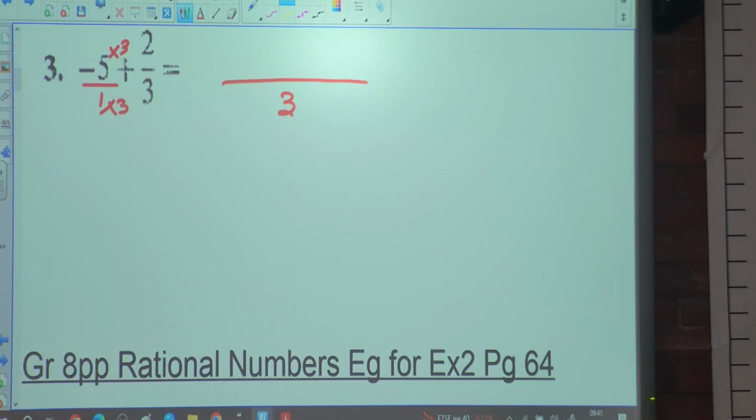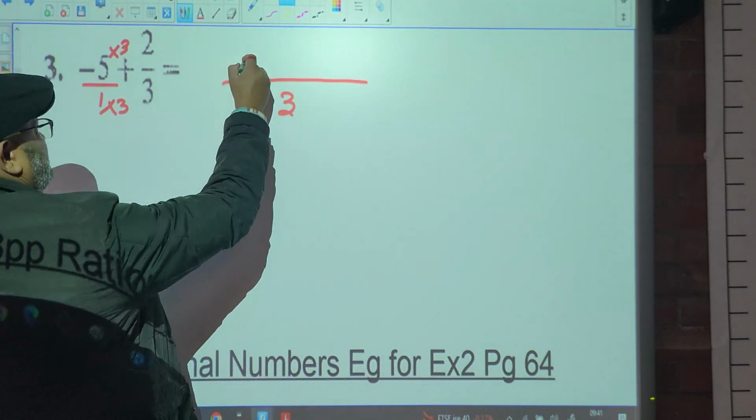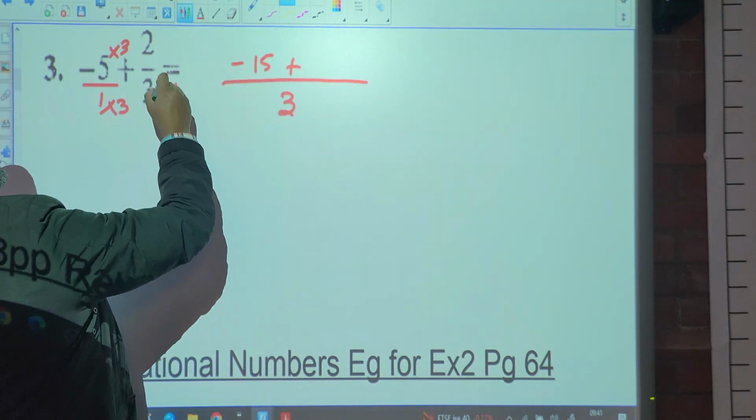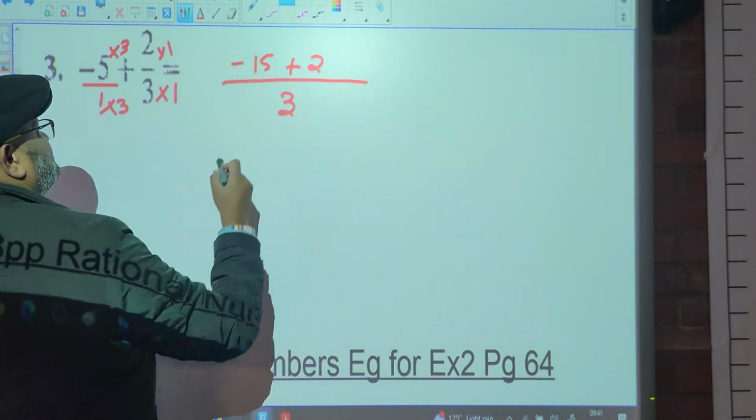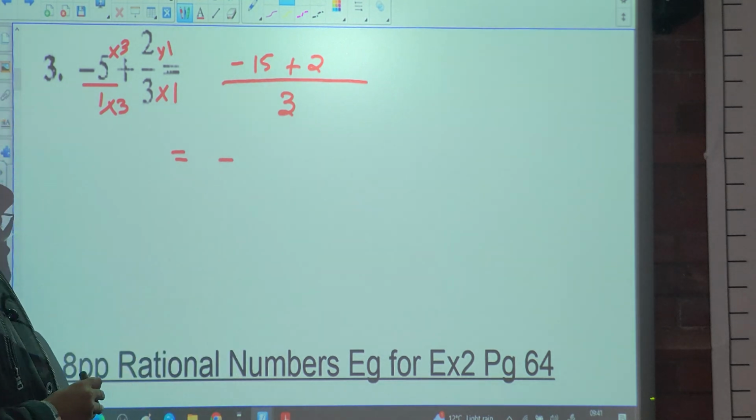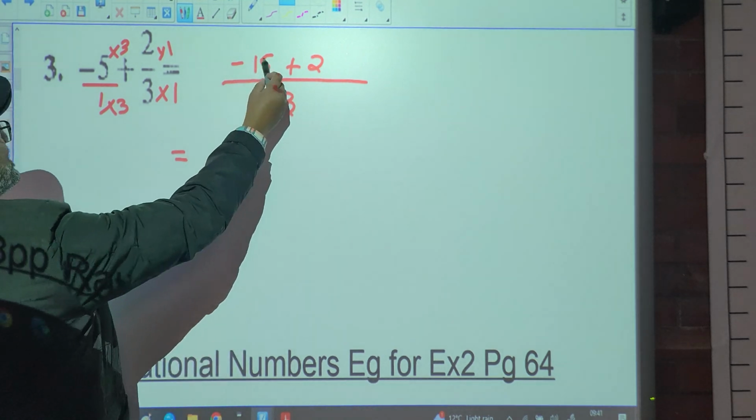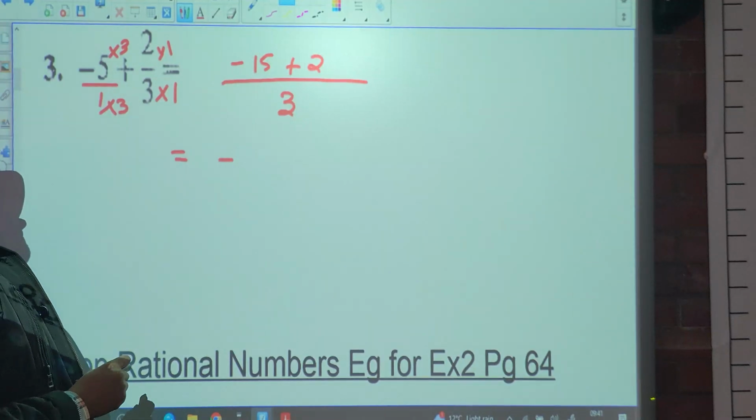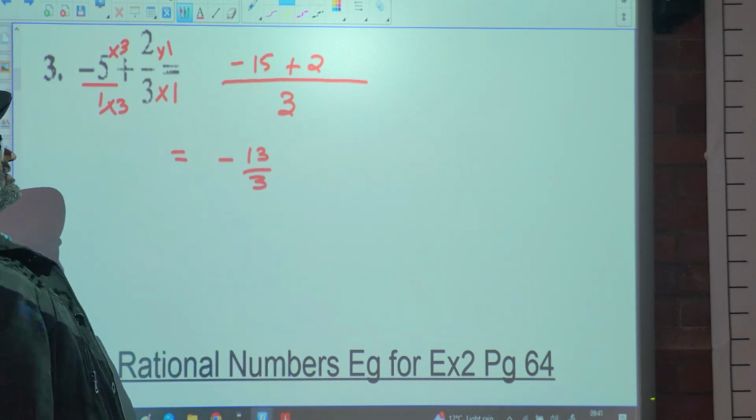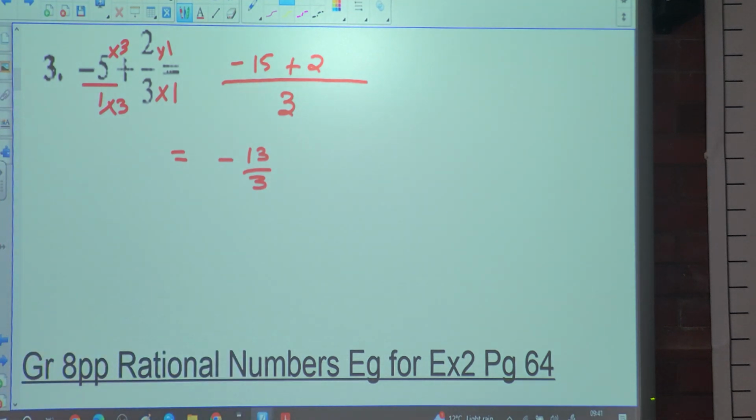So negative 5 times 3 is negative 15. Plus 2, since 3 times what is 3? 1. Is 15 or 2 bigger? 15. So the answer is going to be negative. Do we add or subtract these numbers? Subtract. 15 minus 2 is 13 over 3. That gives an answer of negative 4 and a third. You guys understand?